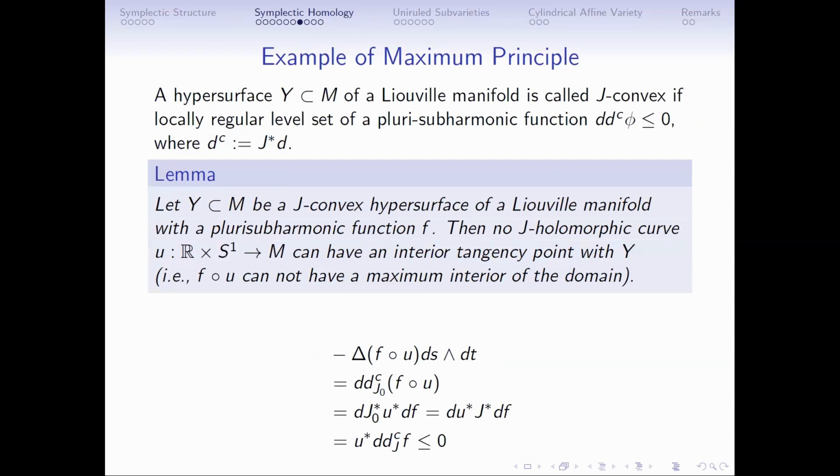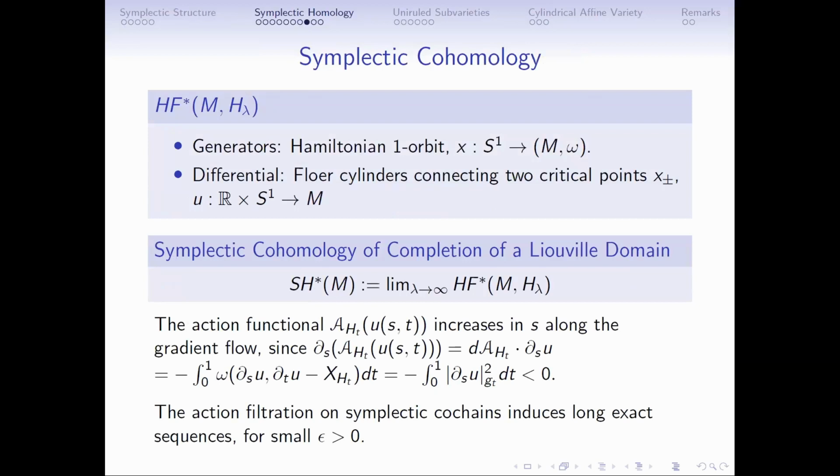So even like the orbit, the cylinder might go to infinity like this, but the maximum principle constrains the cylinder, the gradient trajectory, so we can define the chain map and get the direct limit. So we get symplectic homology as a direct limit of Hamiltonian flow homology that does not depend on the choice of family of Hamiltonian.